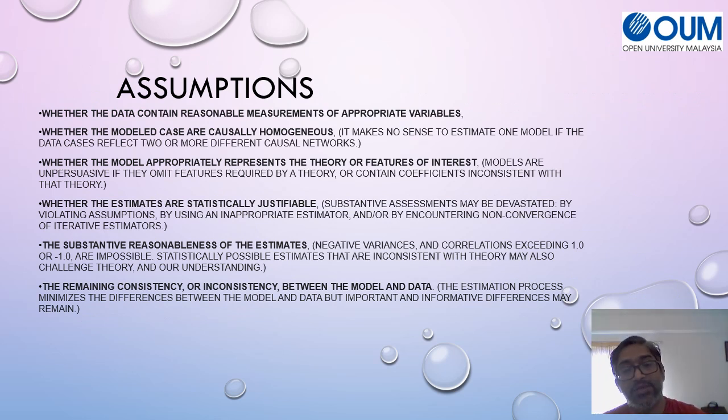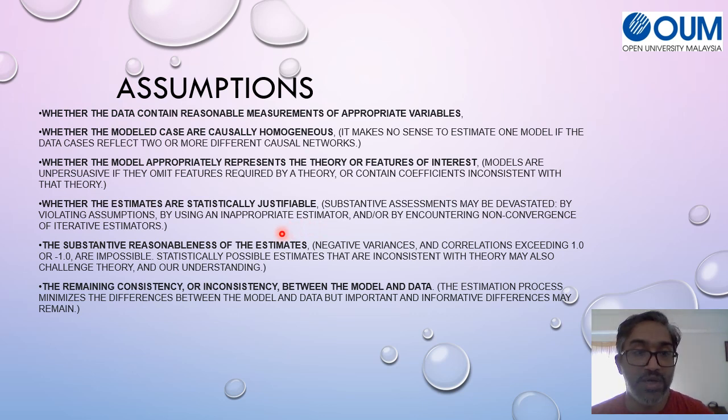So what are the assumptions that we need to consider when using SEM? The first one is whether the data contain reasonable measurements of appropriate variables. The second is whether the model cases are causally homogeneous, where it makes no sense to estimate one model if the data cases reflect two or more different causal networks. The third is whether the model appropriately represents the theory or features of interest, where models are unpersuasive if they omit features required by a theory or contain coefficients inconsistent with that particular theory.